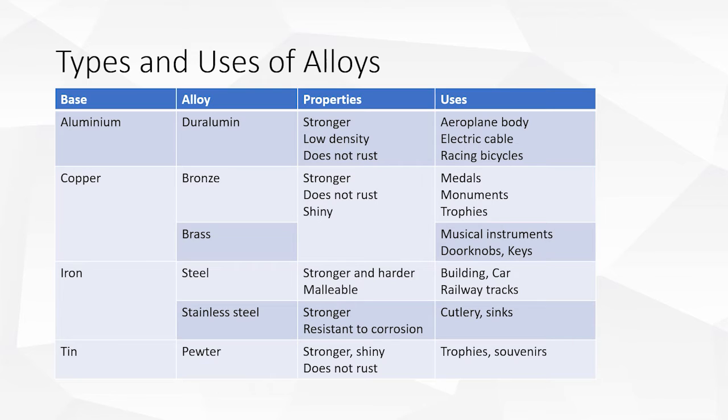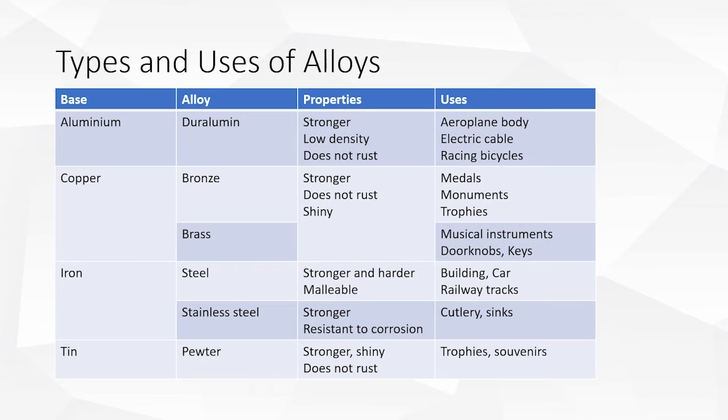The uses of alloys are based on the composition and the properties of the alloy produced. Alloys are manufactured for specific purposes. Scientists change the elemental composition to produce alloys with different properties.